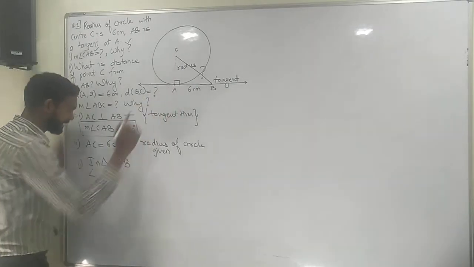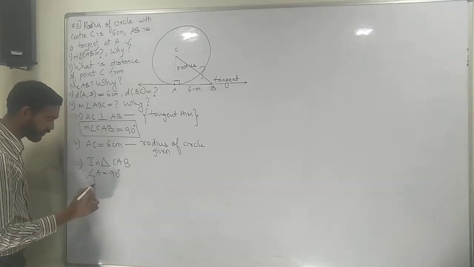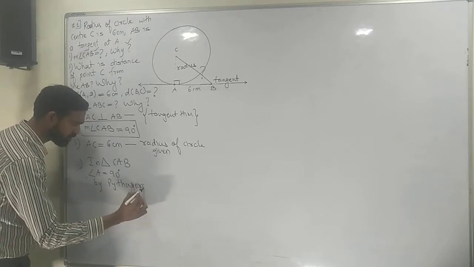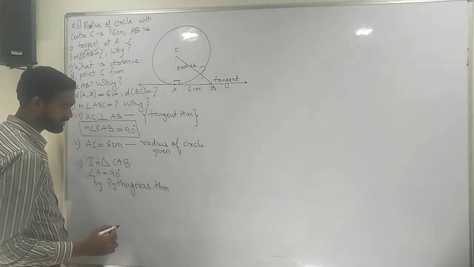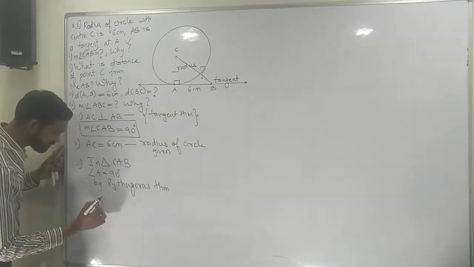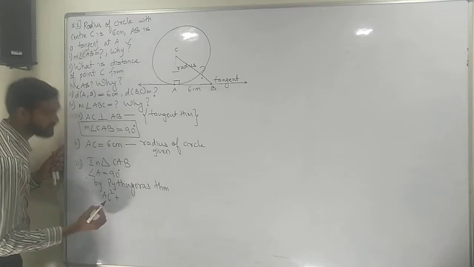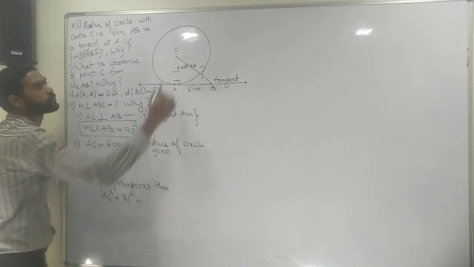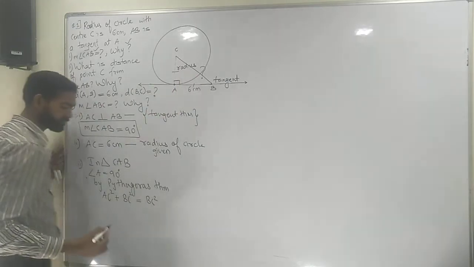What can you see? Angle A is 90 degrees. Therefore, let us apply the Pythagoras theorem here. What does this theorem say? First side AC square plus second side AB square is equal to hypotenuse square. The hypotenuse is BC or CB.